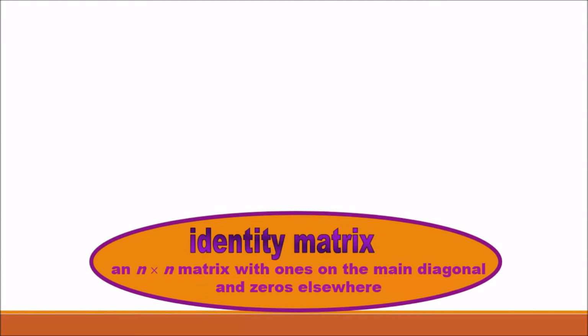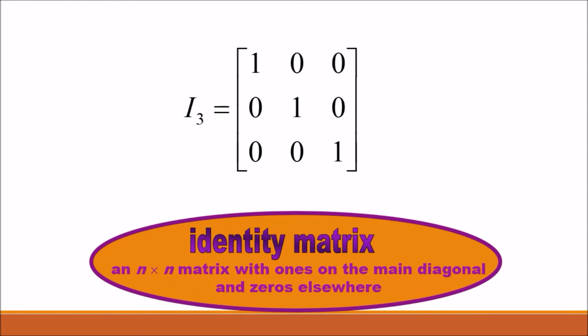In order to understand this, you have to first of all recall about identity matrix. What is identity matrix? It's an n into n matrix with ones on the main diagonal and zeros elsewhere. For example, this is an identity matrix with an order of 3 by 3. All of its diagonal elements are 1. All of its non-diagonal elements are zeros.